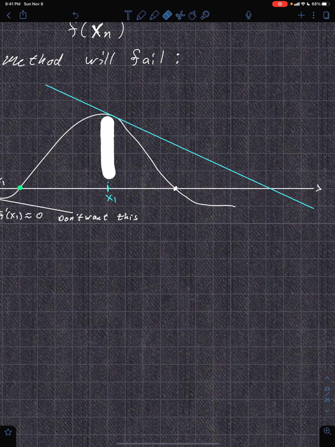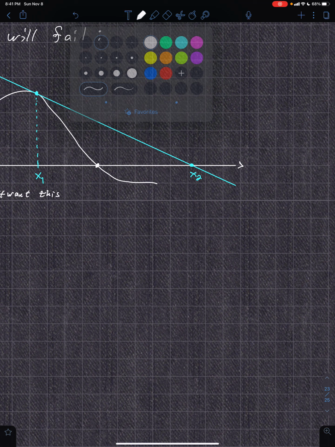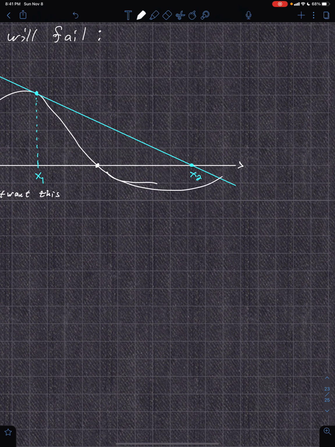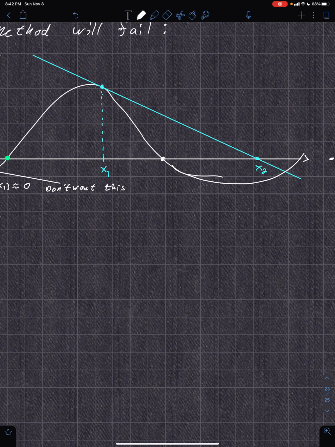So in that case, let me just move it over. So if here's your choice of your x1 here, then your x2 is way down here. And then the graph maybe does something like this, comes down and then goes up. And then all of a sudden you're way over here. You just keep getting farther away. So you've got to be careful that you're close enough and it works.